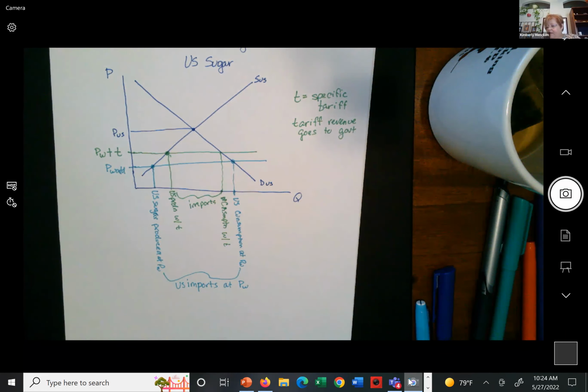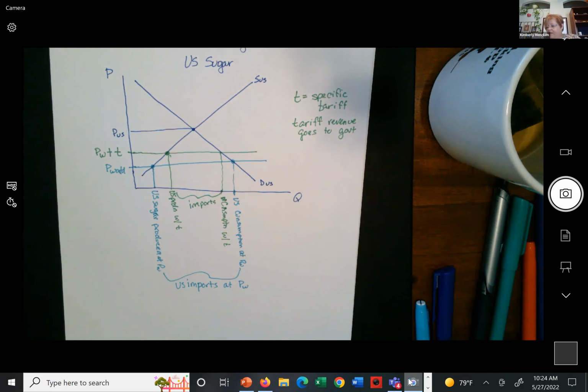A goes to the producer, C goes to the government, B and D are our deadweight losses. B and D are the problems with tariffs. Okay. How does everybody feel about this? Everybody good? Okay, good. Like to see that.